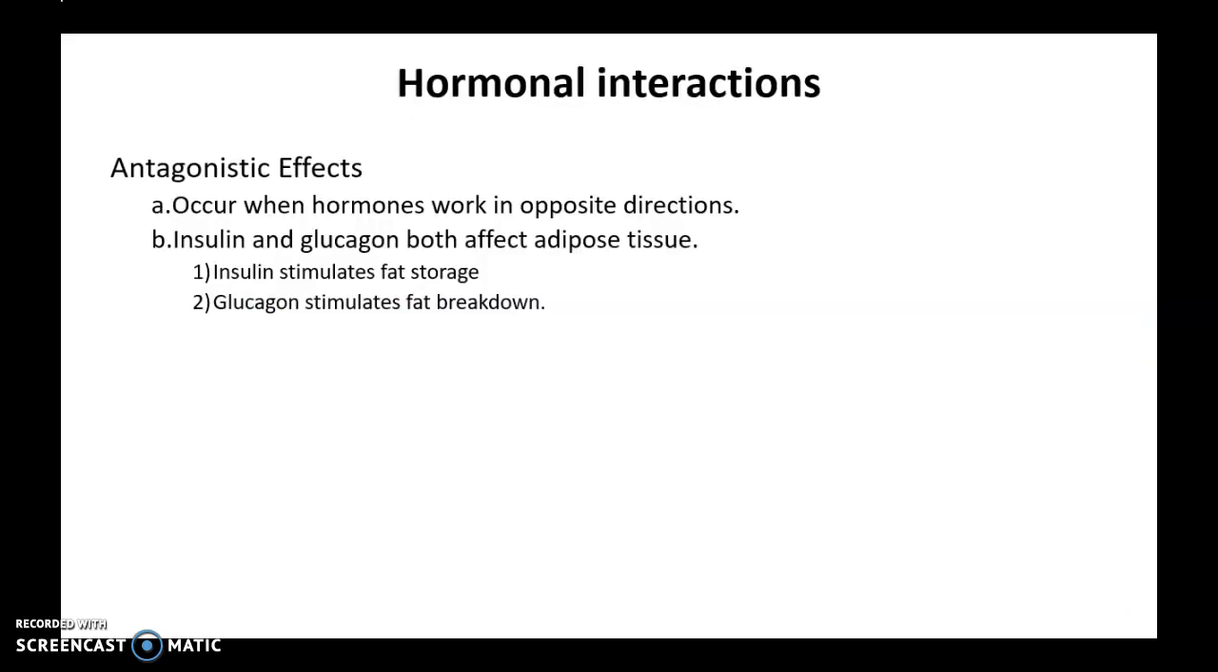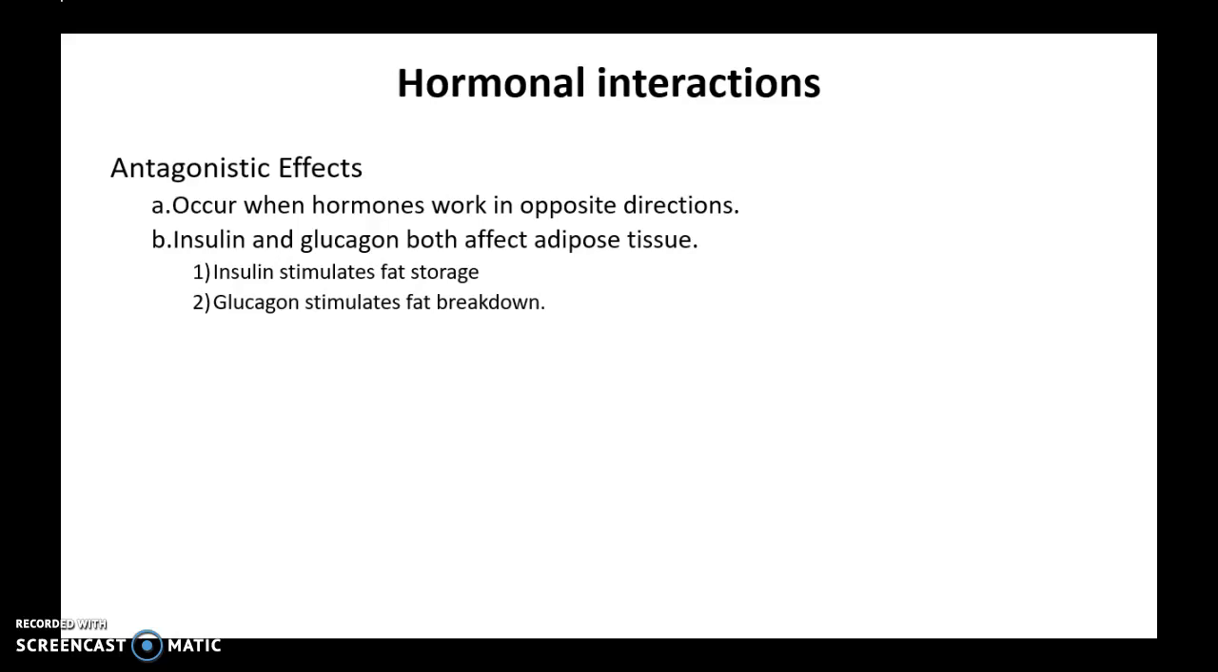Moving on to antagonistic effect. In some situations, the action of one hormone antagonizes the effect of another. During pregnancy, for example, lactation is inhibited because high concentration of estrogen in blood inhibits the secretion and action of prolactin. Another example of antagonism is the action of insulin and glucagon, two hormones from the pancreatic islets, on adipose tissue.